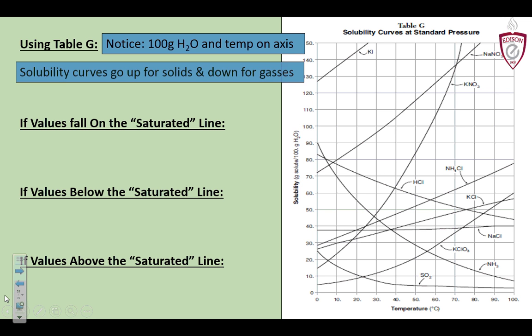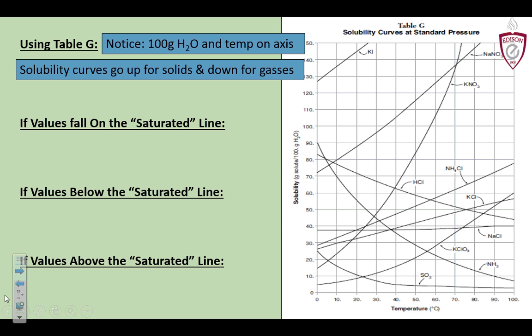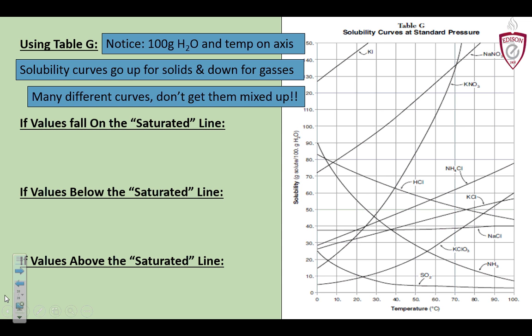Right, so there's a third big key, temperature. Notice there's two different kinds of curves. The solids are going to go up because I can dissolve more solid as temperature goes up. The gases go down because I dissolve less as the temperature goes up. So there's 3 gases and 7 solids on this graph. And then next, there are so many different lines and curves on here. Please don't get them mixed up. Identify the line you need and stick to that one.